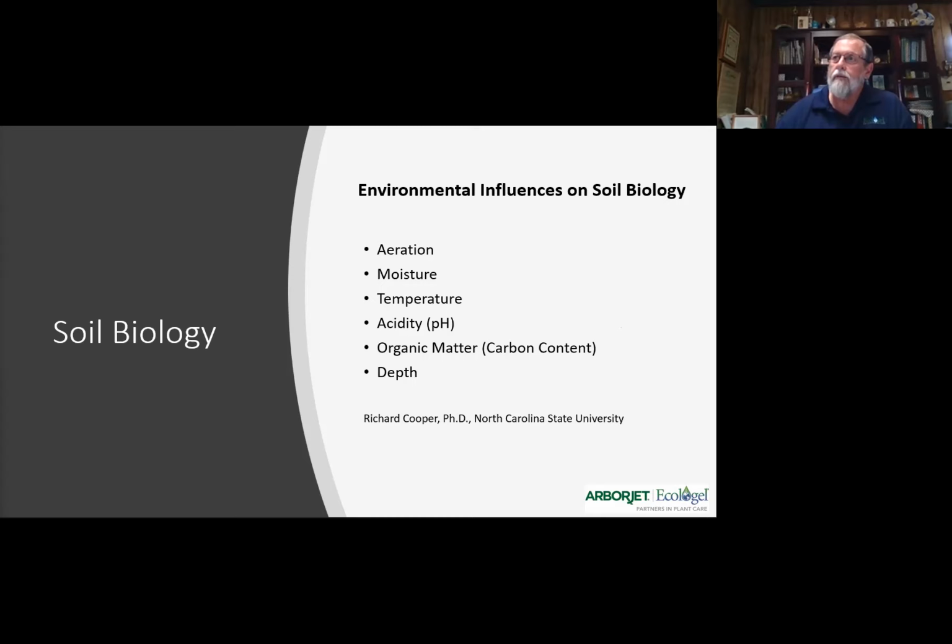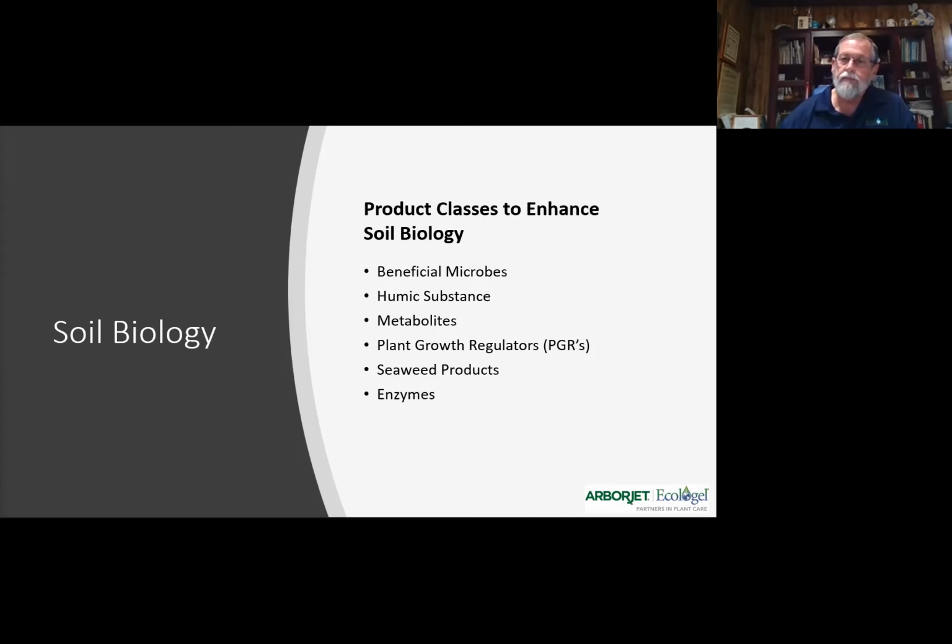So what environmental things influence soil biology? There's aeration, the amount of air in the soil. You don't want anaerobic conditions, that is, without air. Soil moisture, as we talked about, really impacts soil biology. The temperature, and the acidity, as we talked before, you want a near neutral, a 6 to 7 type acidity for maximum soil biology. The amount of organic matter possible, that's the carbon content, and then how deep that soil biology goes.